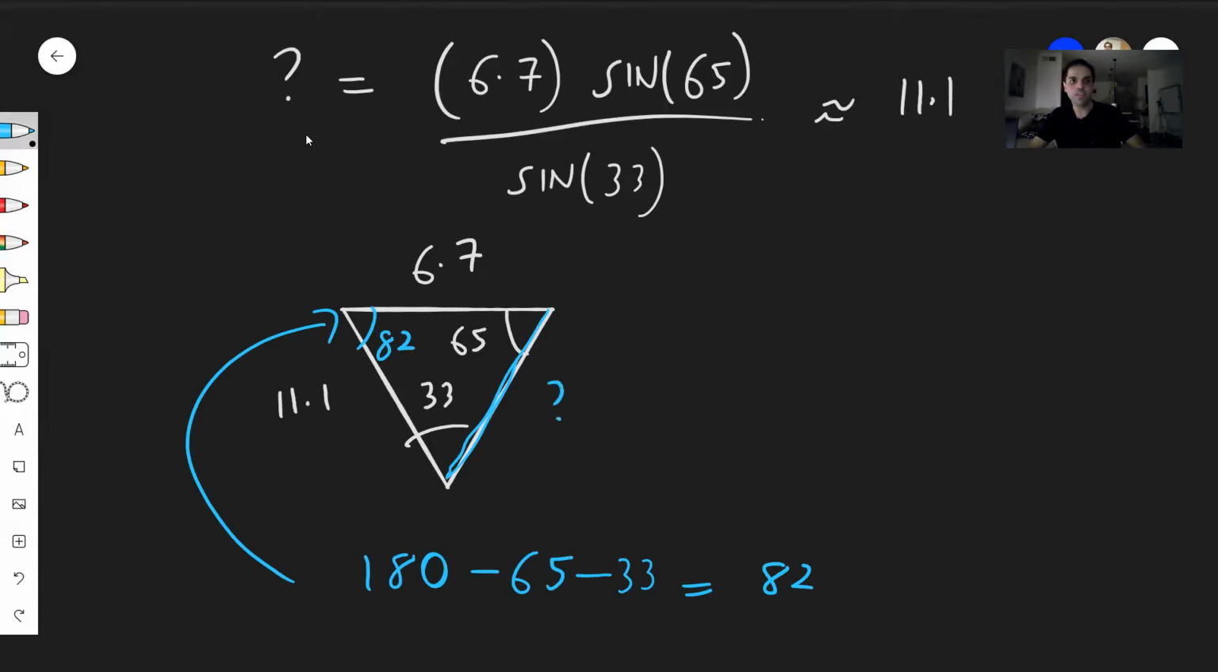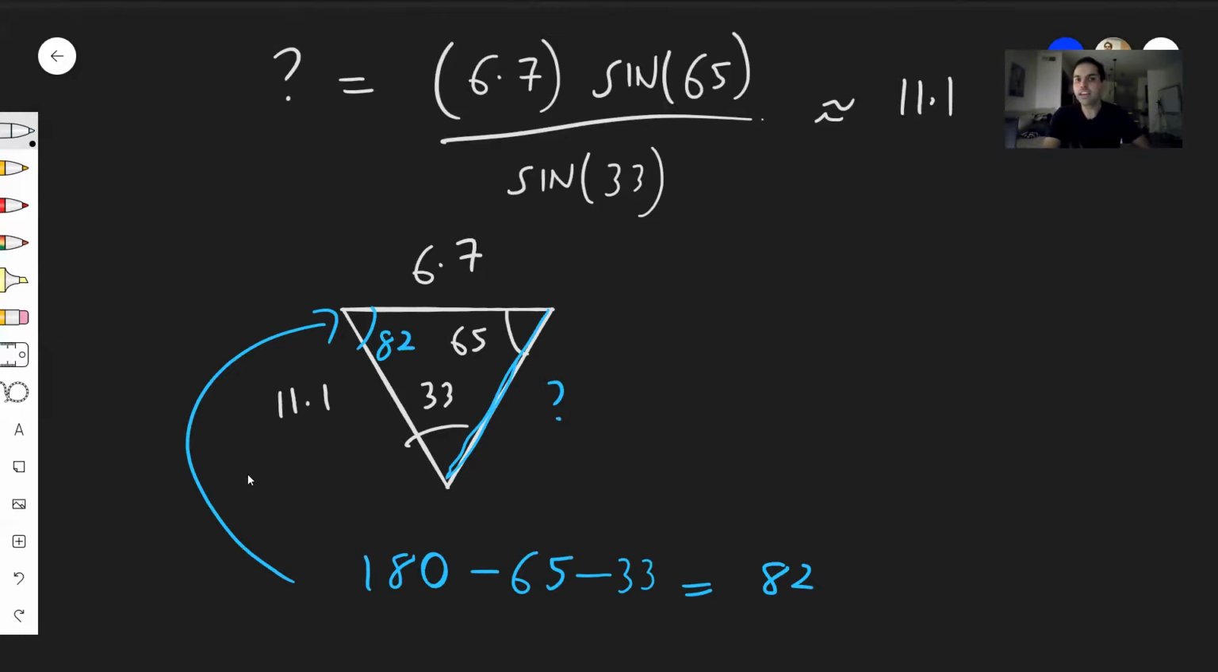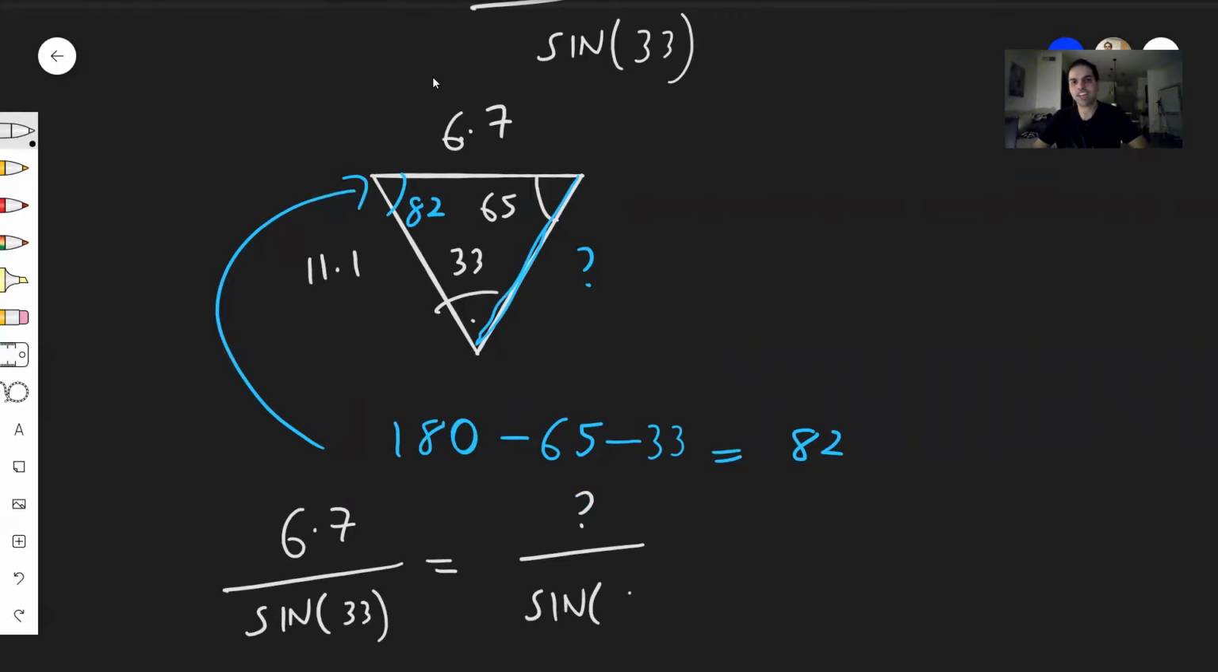And lastly, to figure out this side, again, you use the law of sines. And again, you can use whichever side you want. So how about we use this angle? For this angle, the opposite side is 6.7. So 6.7 divided by sine of 33 equals, again, this side divided by this angle, so question mark divided by sine of 82.